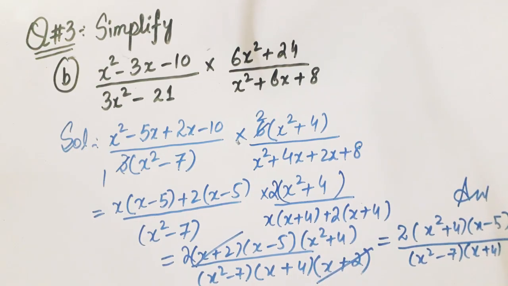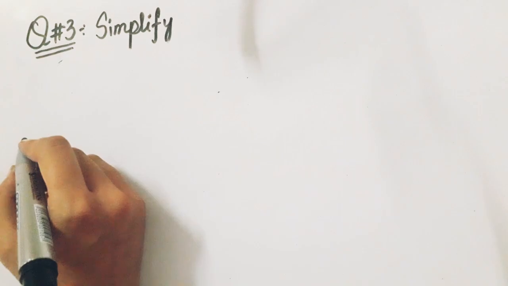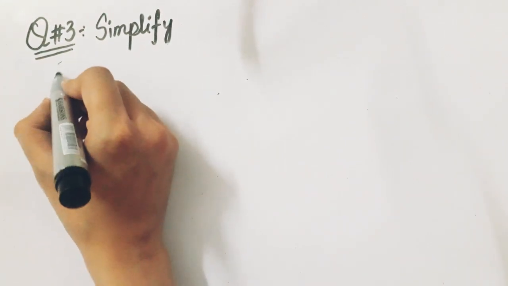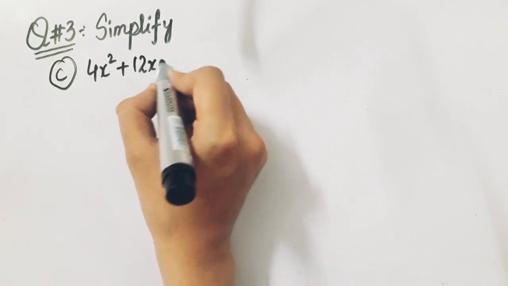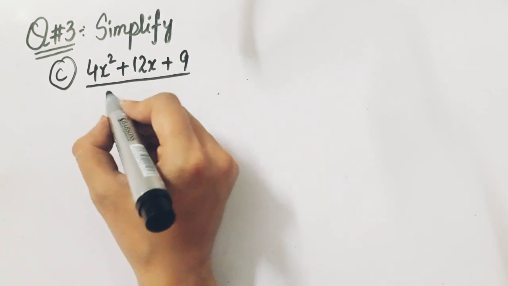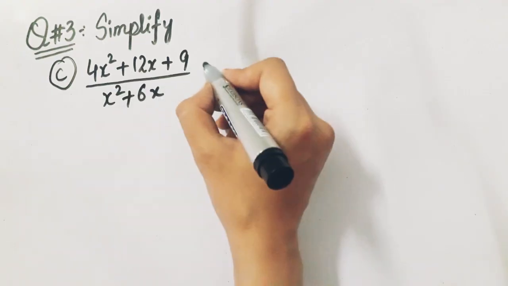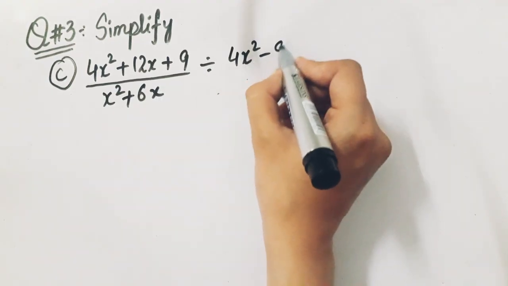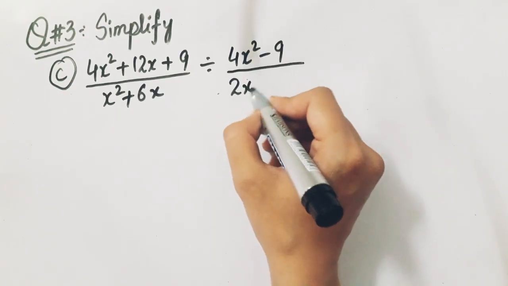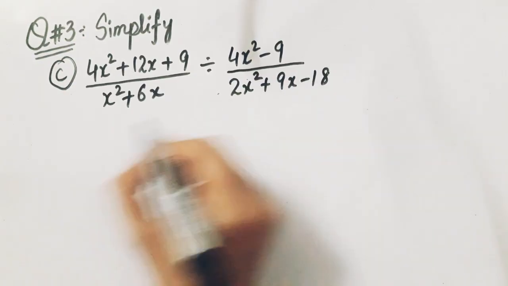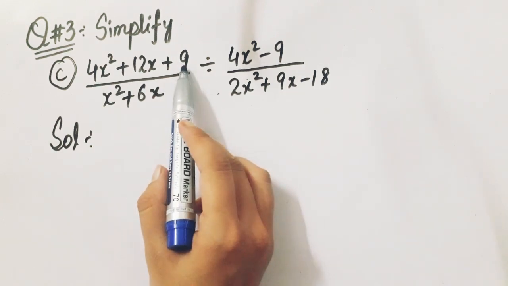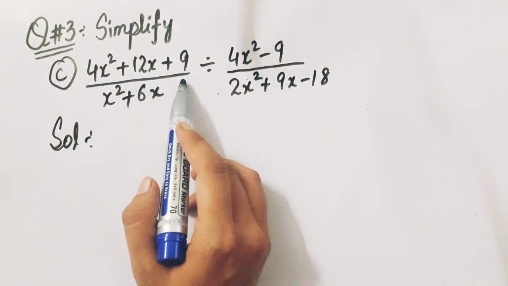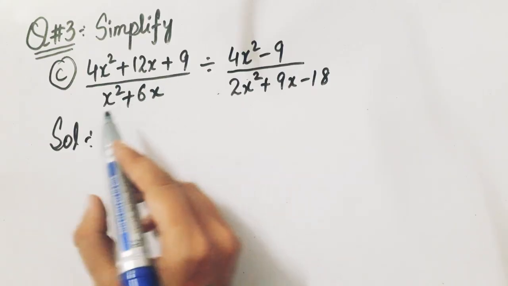Now we will solve the C part. C part is 4x square plus 12x plus 9 divided by x square plus 6x, 4x square minus 9, and this is divided by 2x square plus 9x minus 18. We will solve this as make the factors of 36, or another way is by doing the completing square. So completing square is much better.